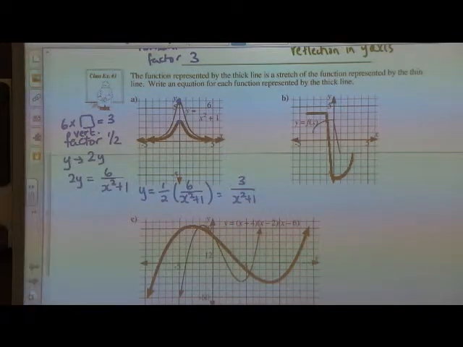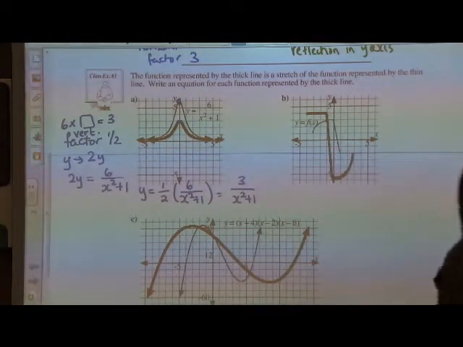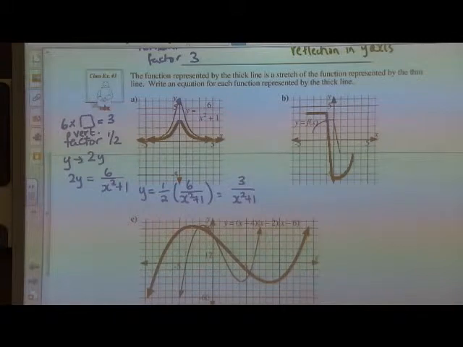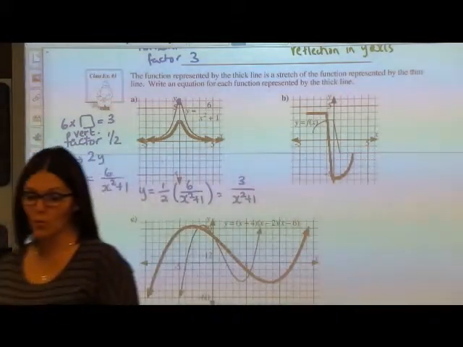If I put those two functions into my calculator, those are the two graphs that I would get. So if I look at b, what seems to be happening in this function? Is there a reflection in both? I don't know. Is there a reflection in both?